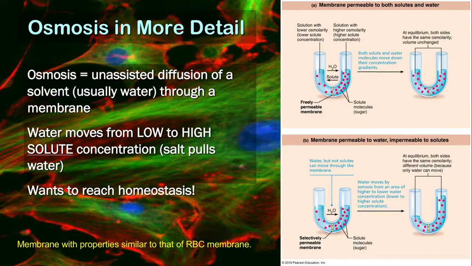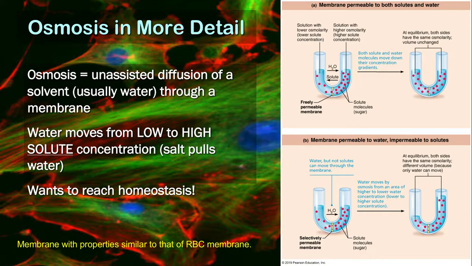So that's the fancy science way, and you'll probably see that definition written on a test. You'll want to choose that one: low solute to high solute. Another way to say this, more practically, to help you solve these problems, is that salt pulls water. Salt pulls water. So wherever there's more salt, that's where the water is going to go. Because the whole purpose is to reach equilibrium, where it's the same amount of water, or the same amount of concentration on both sides.